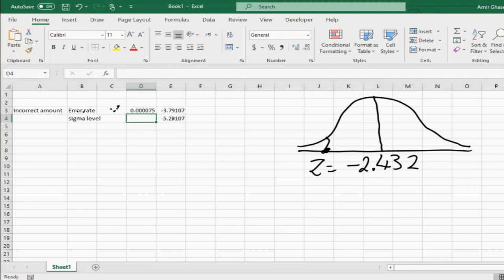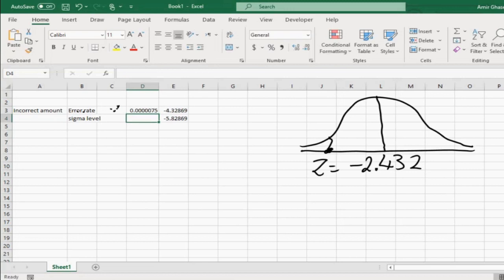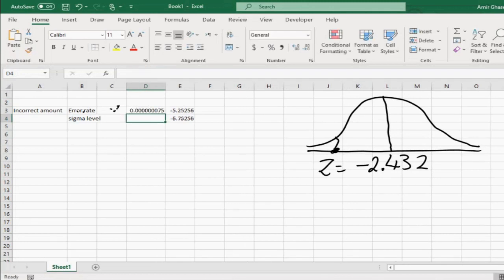Notice that we want 3.4 out of a million on one side, so it's still not 6 sigma. Not yet. If the rate of error is 0.00000075, then we would be at 6 sigma level.